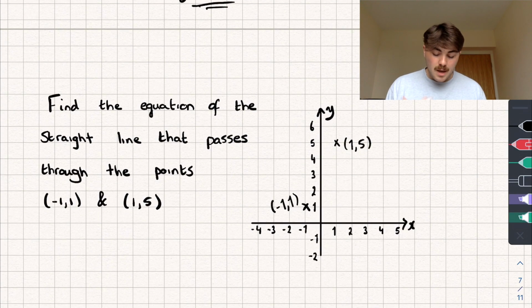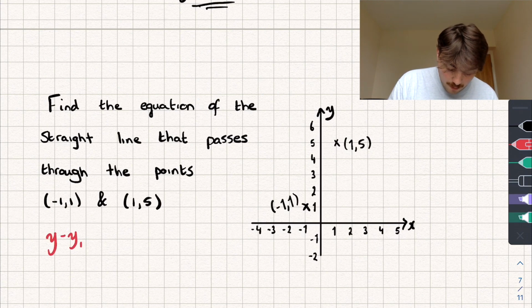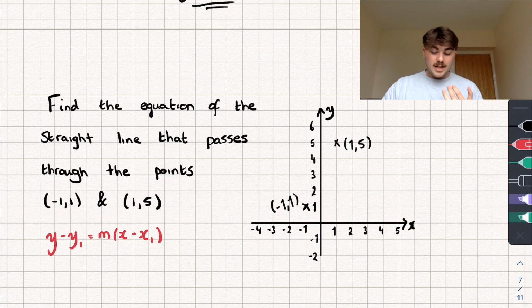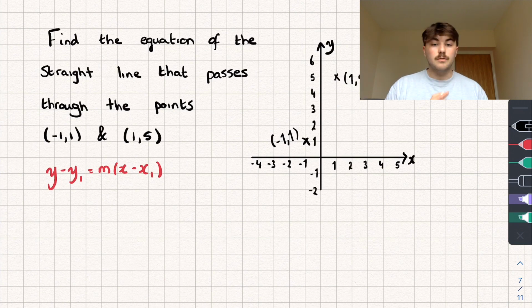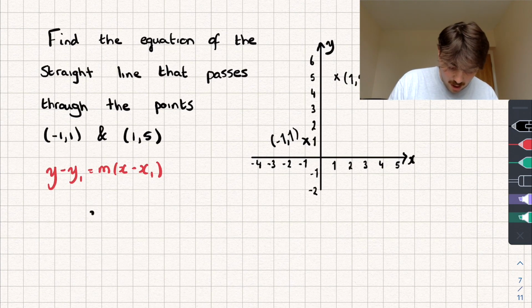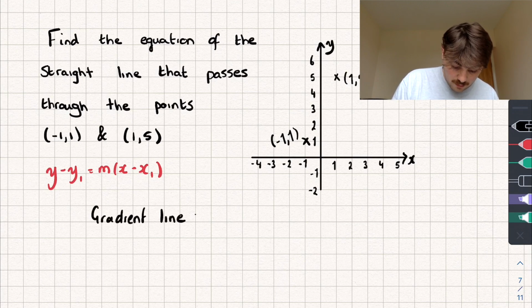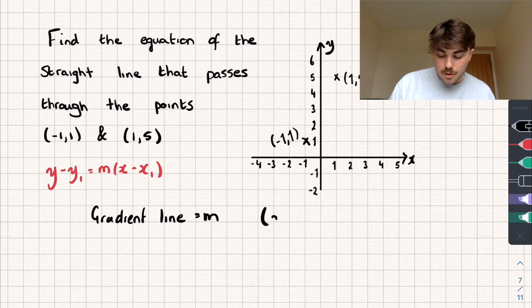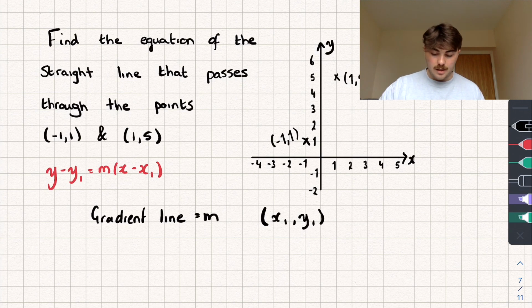So in A-level maths we use this formula here, y minus y1 is equal to m multiplied by x minus x1, where x1 and y1 are just a pair of coordinates on the line, and m is still our gradient. So where does this come from? Say we're given that the gradient of a straight line is m, and we know that the point x1, y1 lies on our line. With this information, could you find the equation of this straight line?